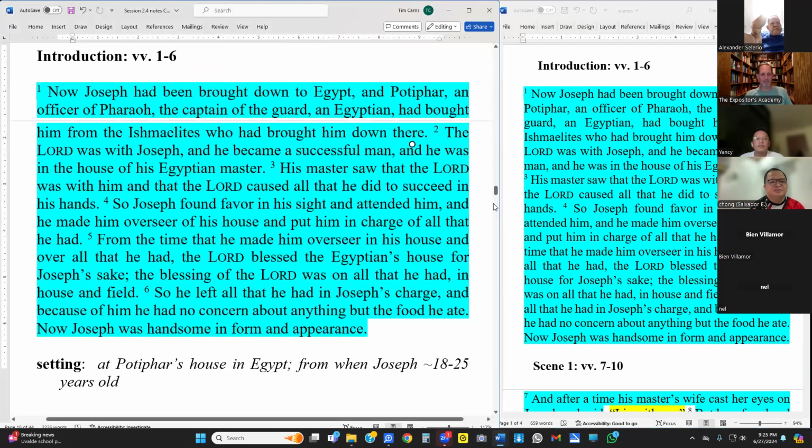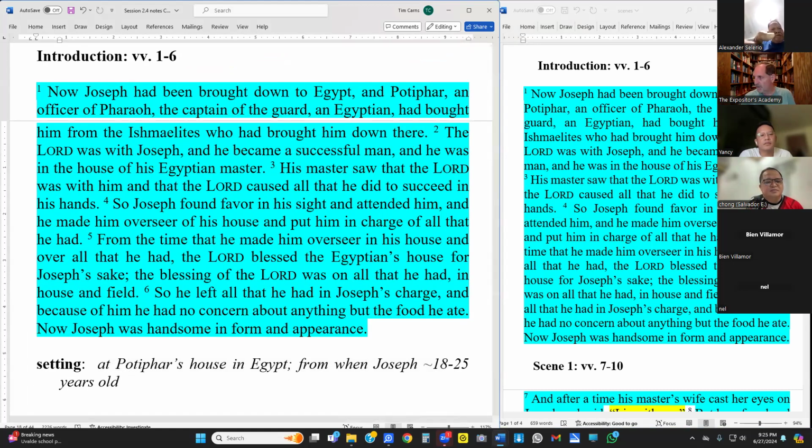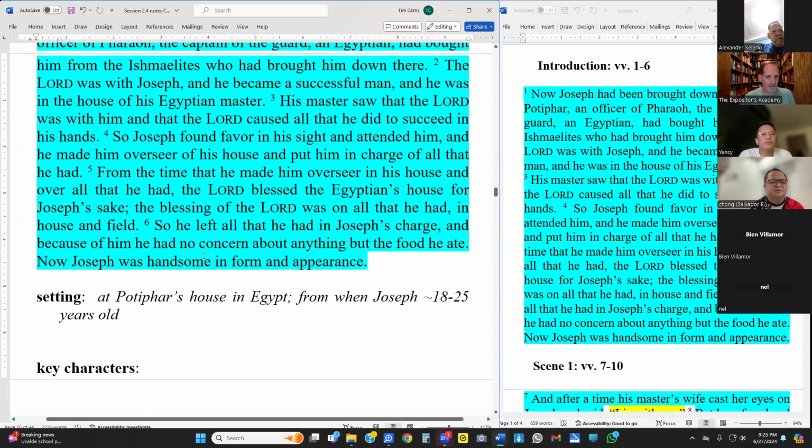Okay, so the first, we didn't really call it a scene, call it an introduction, because it's really just the narrator setting up the story for us. And I put the setting as at Potiphar's house, Joseph's about 18 to 25 years old. So it's covering a period of time as it introduces the story. Okay. And the key characters in the scene are the ones mentioned here. Who would those be, you think?